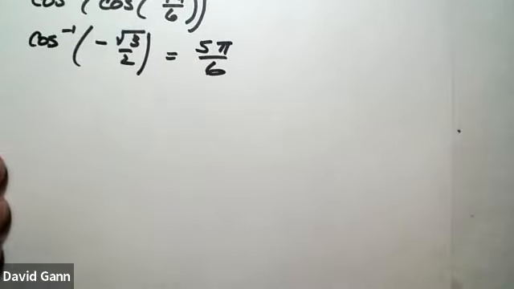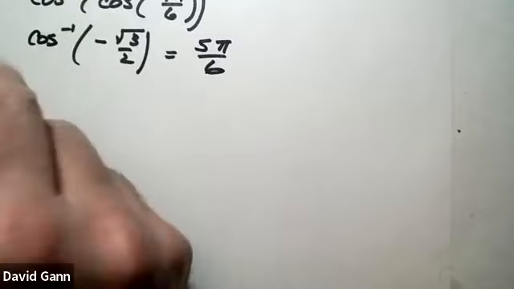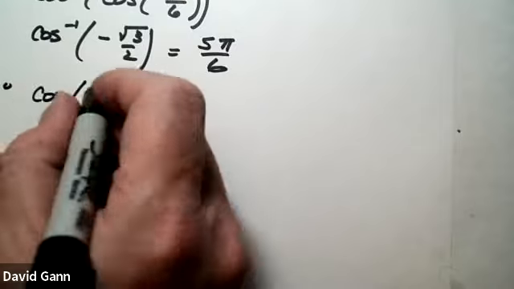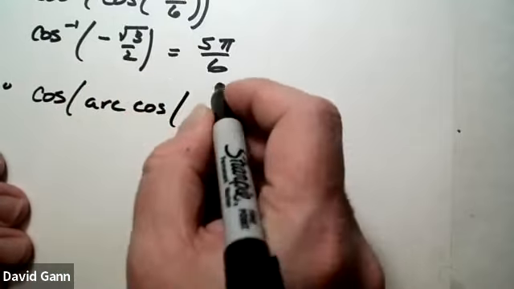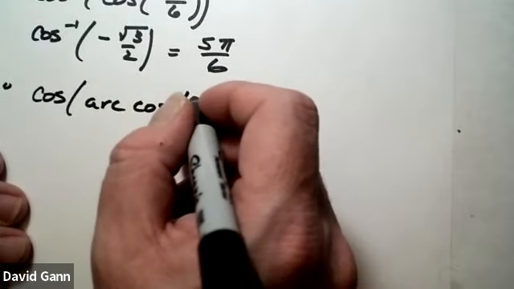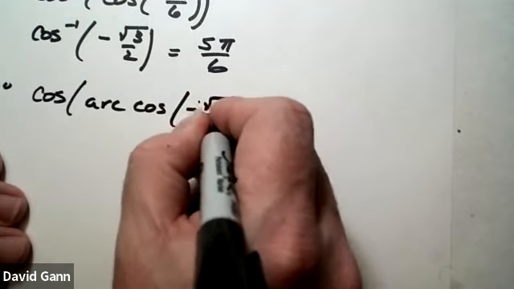Okay, so let's try another example here. How about we reverse the order? So let's take cosine of arc cosine of square root of 3 over 2. Let's make it negative. It doesn't matter. We get the same result.